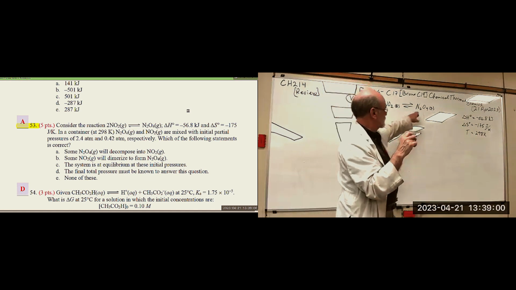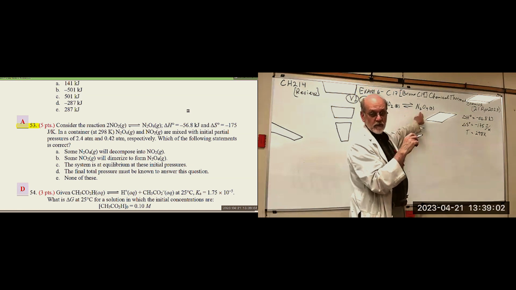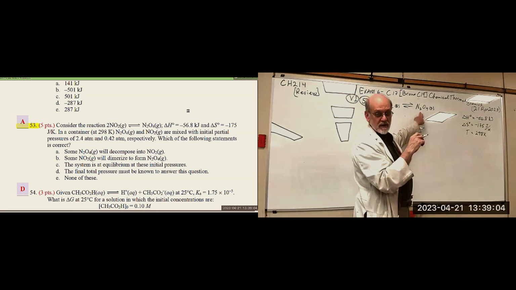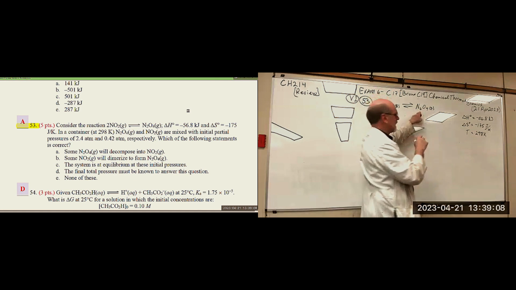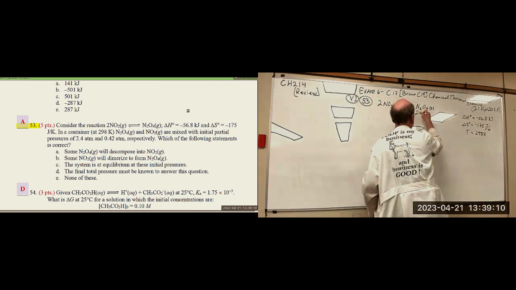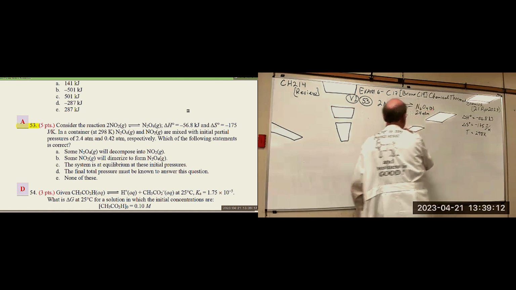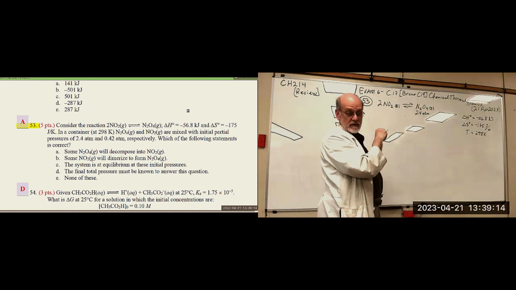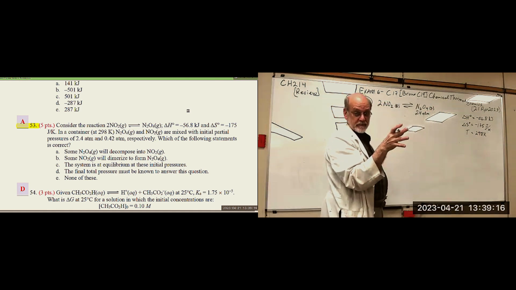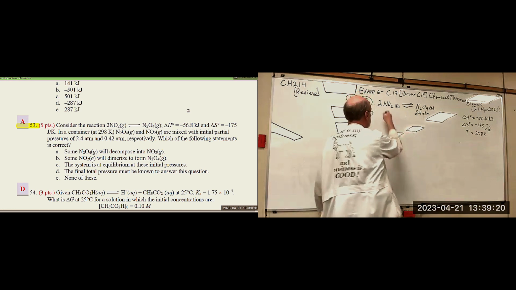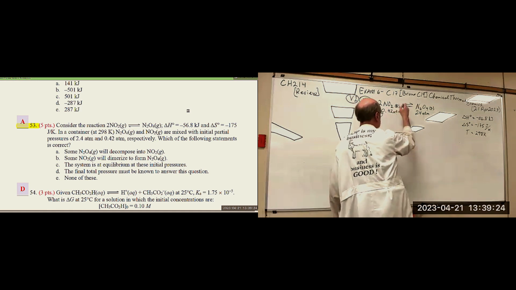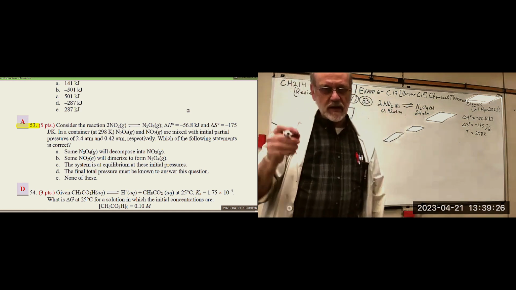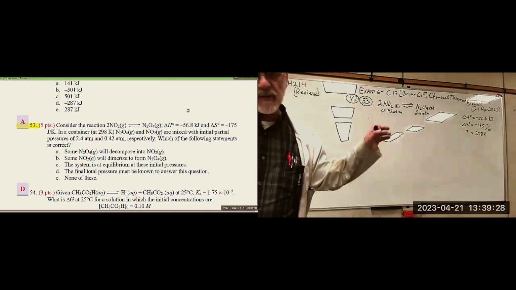2.4 on this side over here, 2.4 atmospheres, N2O4. If you're not careful, you put it on the wrong side. This is 2.4 atmospheres. And the other side, because it says respectively, N2O4 and NO2, 0.42 atmospheres. There we go. Okay, so I got everything extracted from the problem.